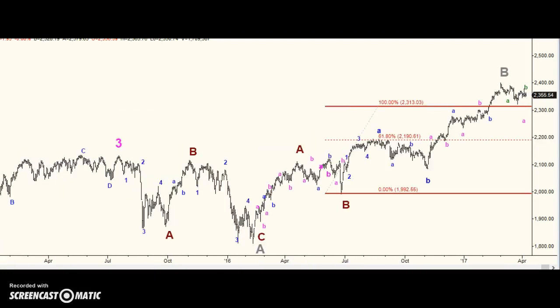Now let's go over the count, which I admit my count can be sloppy sometimes. I've tried to clean it up. Everyone agrees we have 5 waves down for A, 3 for B, 5 waves for C. The question is, is that A or is that 4? Now I like to learn from other traders, and I've seen a lot of people call this 4 and we're in 5. I don't think so. Here's why.